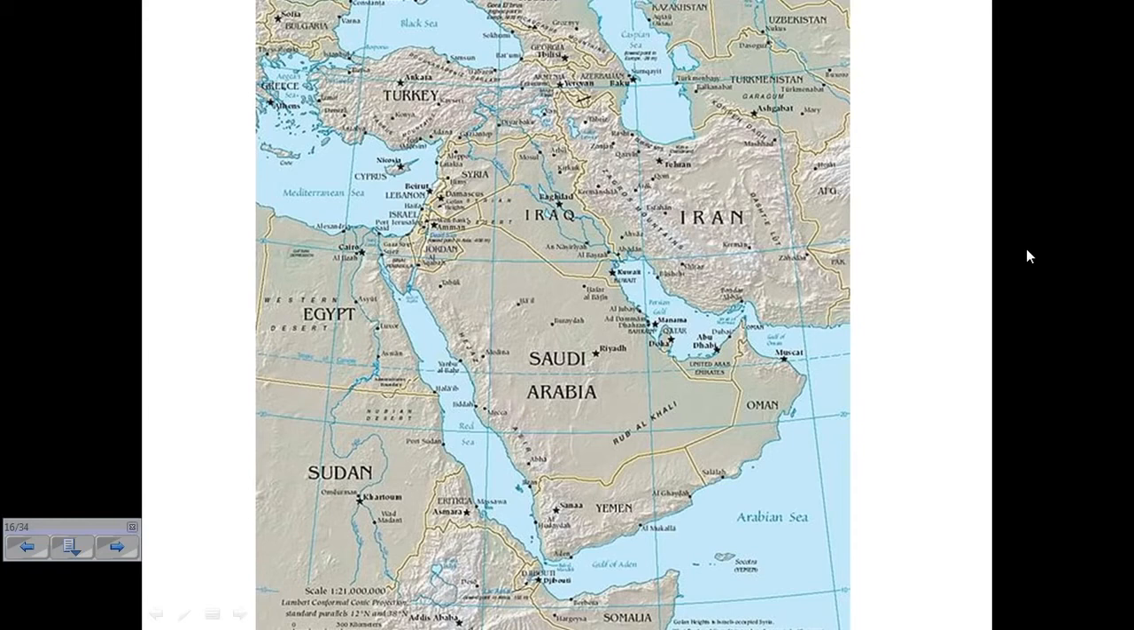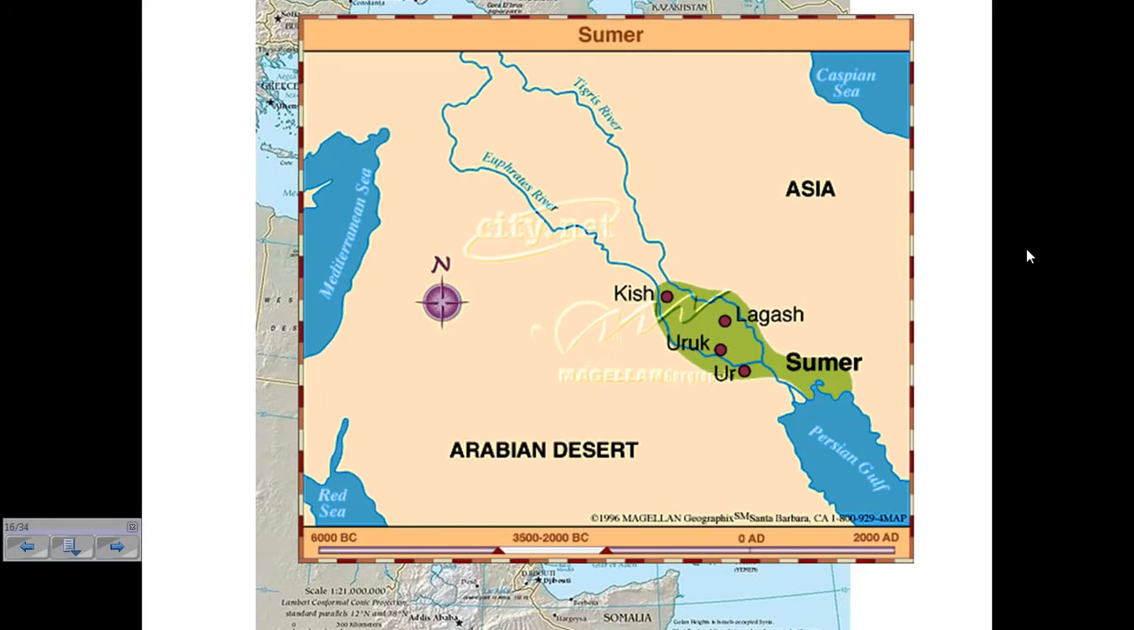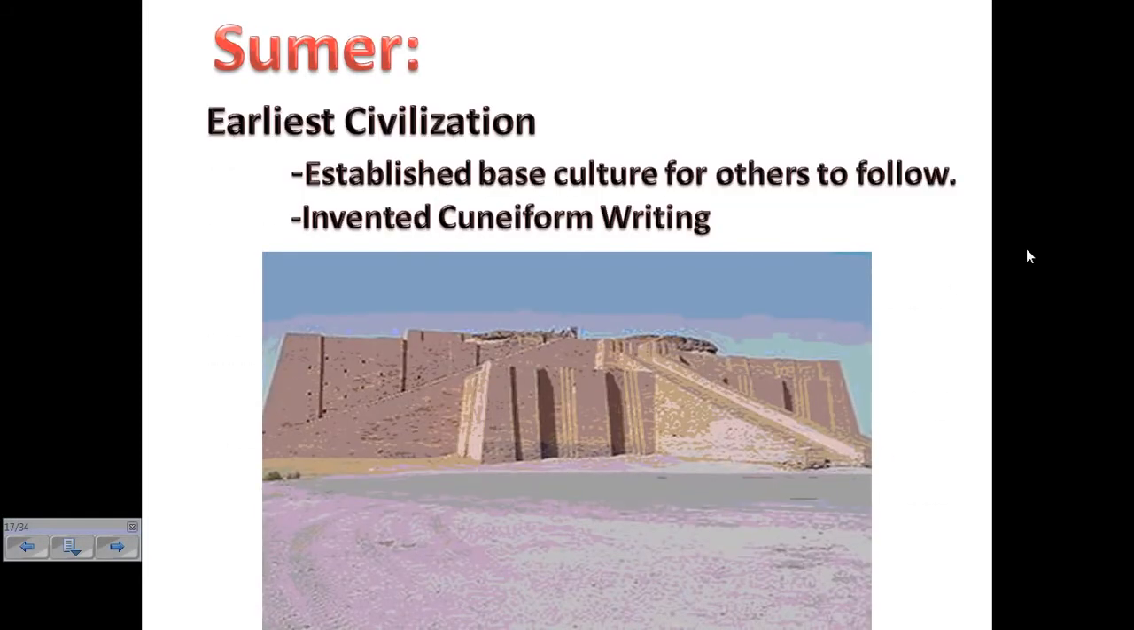Well, I am so glad you asked that question, Mr. Martino, because the very first civilization were the ancient Sumerians. What we did here is we zoomed in on the map and colored in green where the ancient Sumerians lived. If you notice, they lived along the Tigris and the Euphrates River, right in the center where it was most fertile. These ancient people left behind the first established culture for others to follow, and they invented cuneiform writing. Alrighty, and you guys remember from the last video, cuneiform was used primarily to record farming transactions.